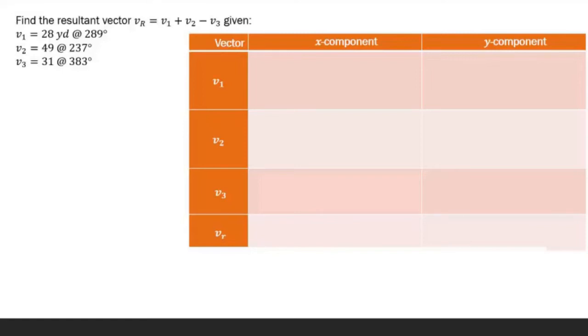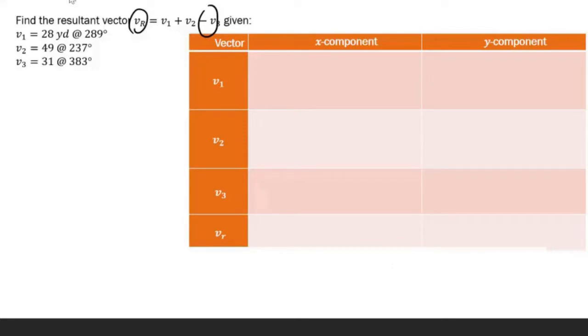There are two things that I'd like to talk about in this question. We're asked to find the resultant, vector r, given vectors 1, 2, and 3. We can add any number of vectors using their components, so it doesn't matter whether we have 2 vectors, 3 vectors, or 16 vectors. The other difference in this problem is that we're asked to add vectors 1 and 2 but subtract a third vector. So let's see how that happens.